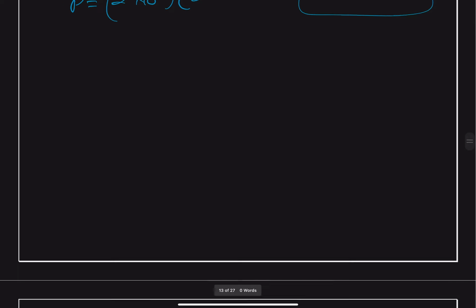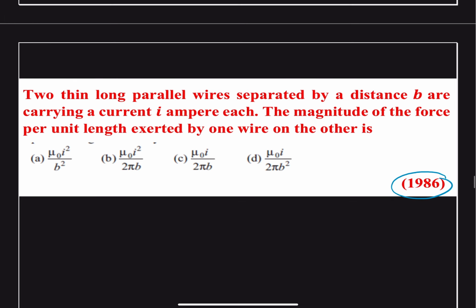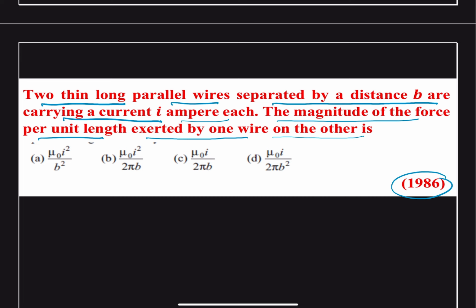And the next question we have, which was asked in the year 1986, states that two thin long parallel wires separated by a distance b are carrying a current I amperes each. The magnitude of the force per unit length exerted by one wire on the other is. In this case, we are going to start with the magnetic field, and then use the force equation, and that will lead us directly to the answer.